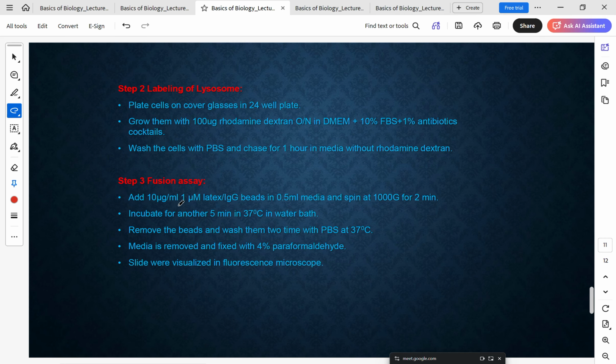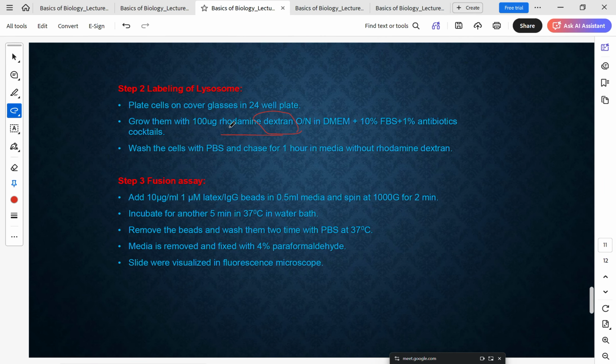To label the lysosome while the cells are growing, you grow them with rhodamine dextran. Rhodamine dextran will specifically go into the lysosomal compartment because it has dextran in it, which needs to be broken down for the cells to use it. Then you wash the cells and grow them in media without rhodamine. So you will have populations of phagosomes which don't have rhodamine, and populations of phagosomes which have rhodamine. If they have the rhodamine, that means they have fused with lysosomes.